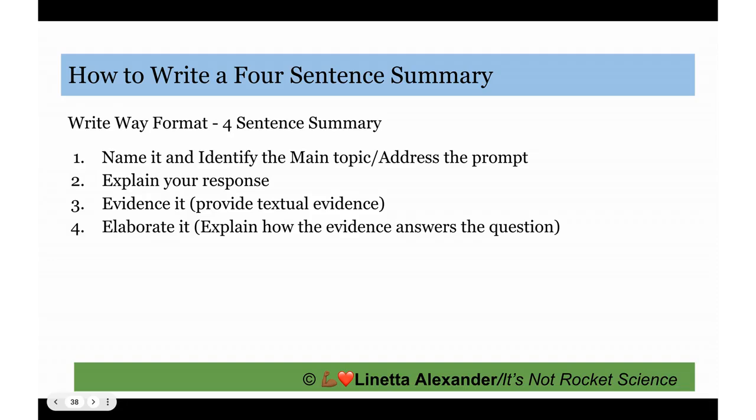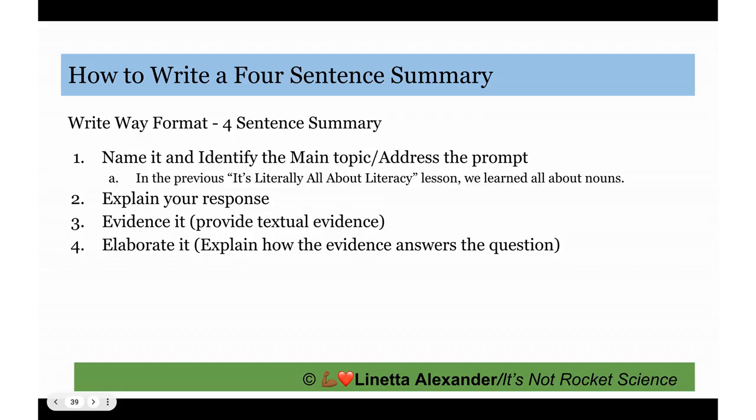Two, you want to explain your response. Three, give evidence. If it's a story, you want to provide textual evidence. And then the last sentence is you elaborating on it. So you're actually explaining, each sentence explains the previous sentence.